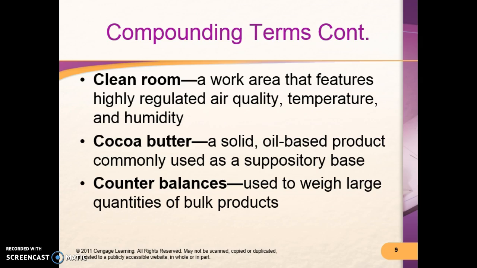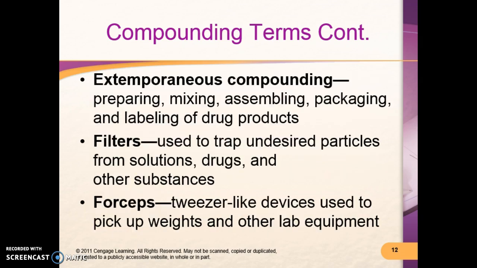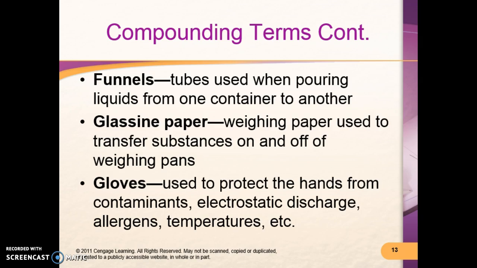Cocoa butter is just a solid product that's used as a base for many compounds. Counterbalances are used typically for larger quantities. We've got droppers, we've got drying ovens, we've got ethyl alcohol, a couple other topics. The filters again, that terminology is used for a lot of different things. It can be a small filter that's used when we're actually making something, or it can be the filter used in our actual clean room system. When we talk about extemporaneous compounding, that's just referring to the preparing and mixing and all of that. Gloves are, of course, something that we use to protect against contaminants.